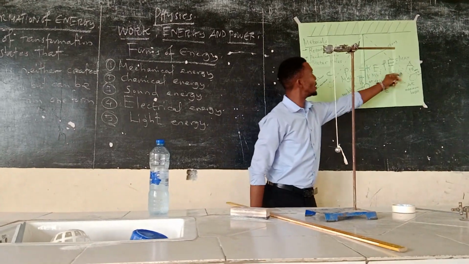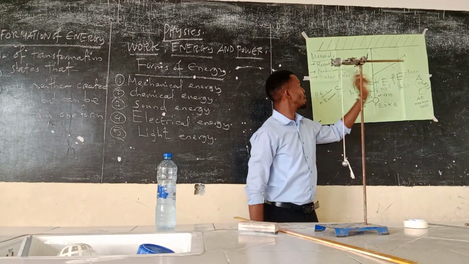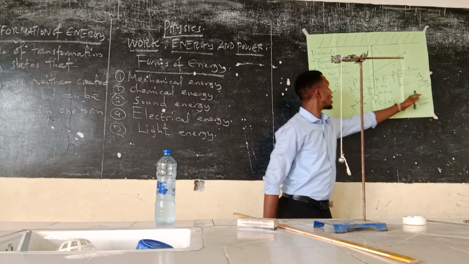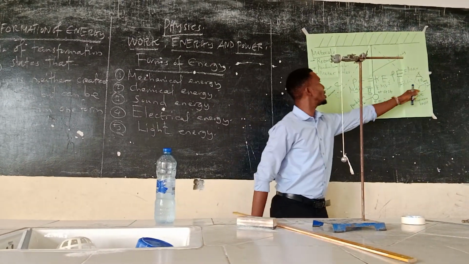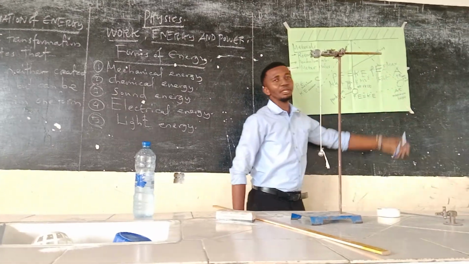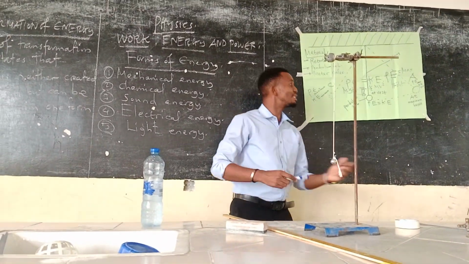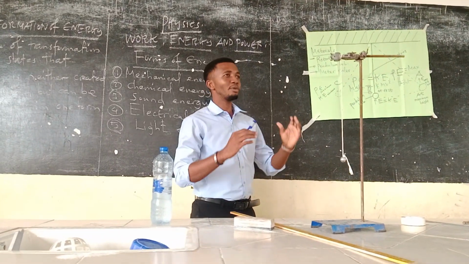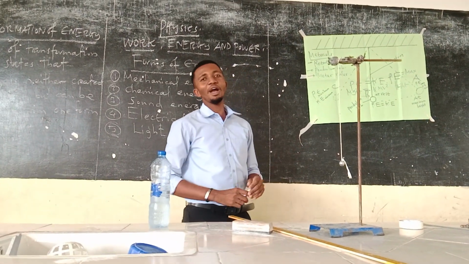So as the height increases, the potential energy increases, and as it moves from here to this side, the speed starts to increase while the height decreases. Now the kinetic energy will increase. So that is the transformation of energy. That shows how energy can be transformed from one form to another.